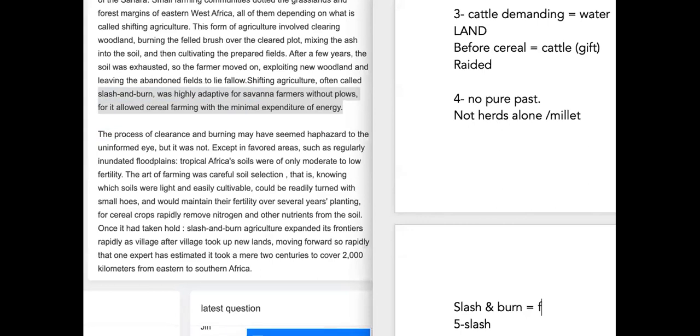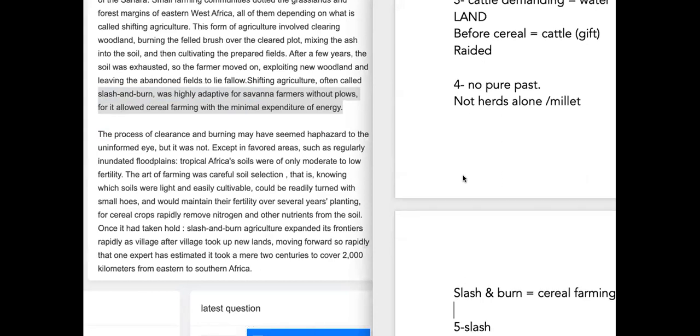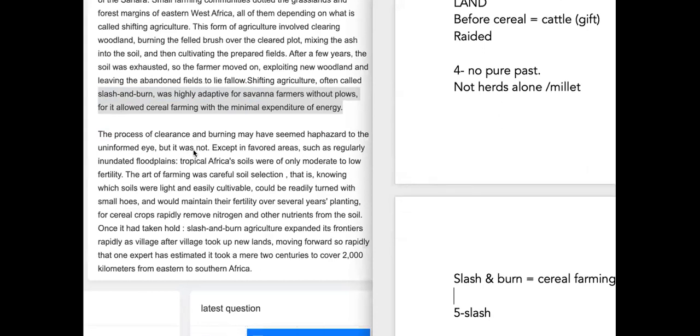So they use slash and burn for cereal farming. And then they pick it up here. Process of clearance and burning may have seemed haphazard, but it was not. Okay, so it wasn't just random, it was purposeful. So I'm going to write down clearance and burning. Again, we have this idea. Then they tell me a little bit more. Let's read. And I pay attention to the last sentence of the last paragraph too, because it's a good place for a main idea, a kind of conclusion, a wrap up.